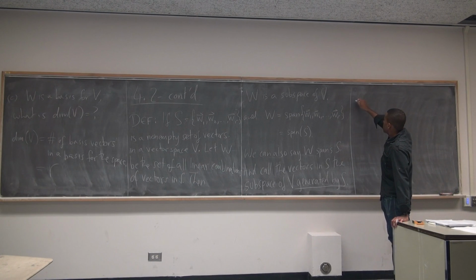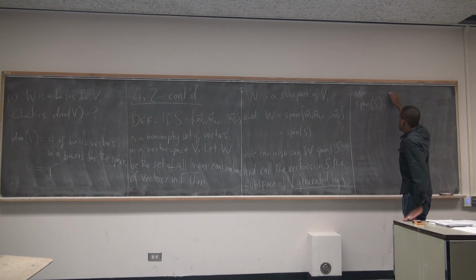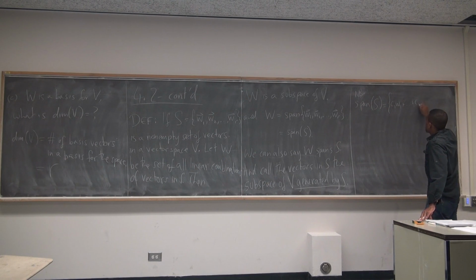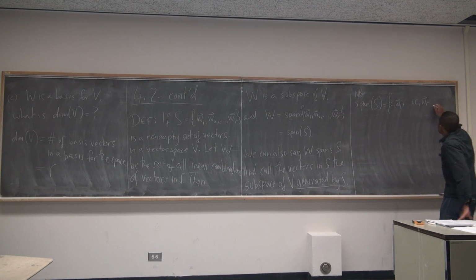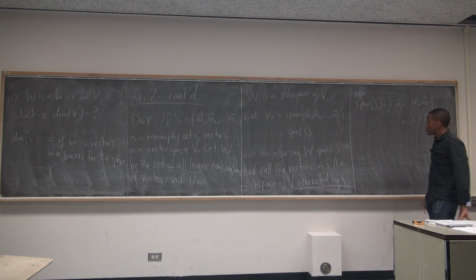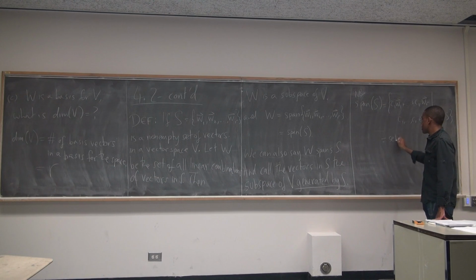By the way, note the span of S just equals the set of all possible linear combinations c1w1 plus ... plus crwr, such that the c's are elements of our field and the w's are elements of S. Right, it's just the set of all possible linear combinations.